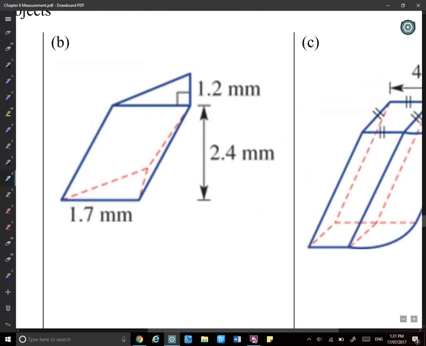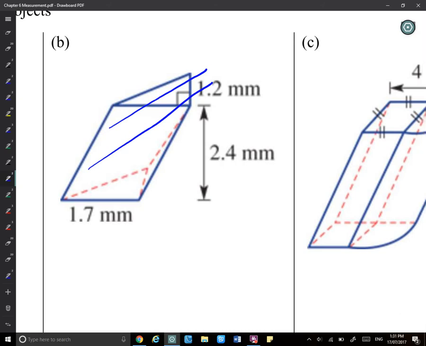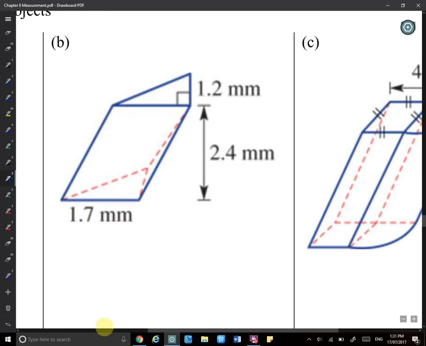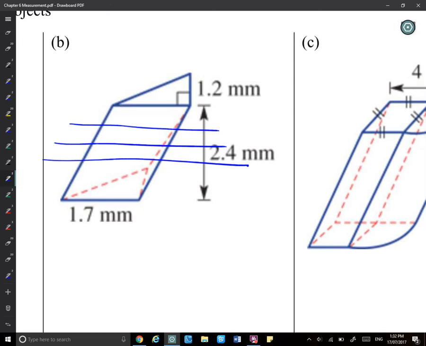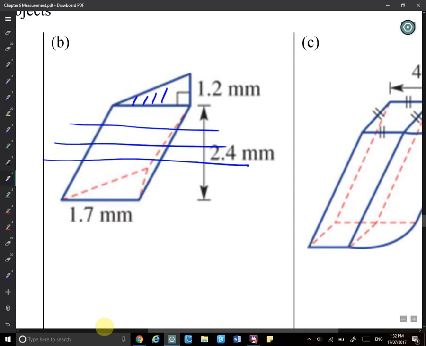For example, this one. Well, if you cut this way, you're not going to have this uniform cross section. But if you cut this way, then you will have the same cross section, which is this triangle here.